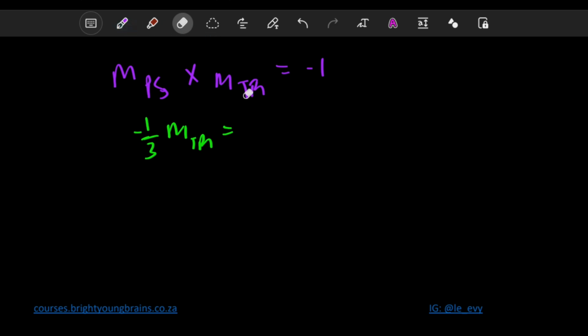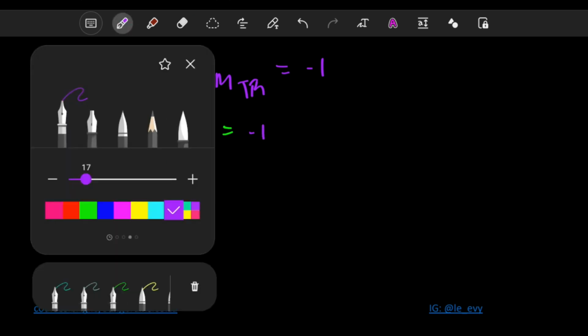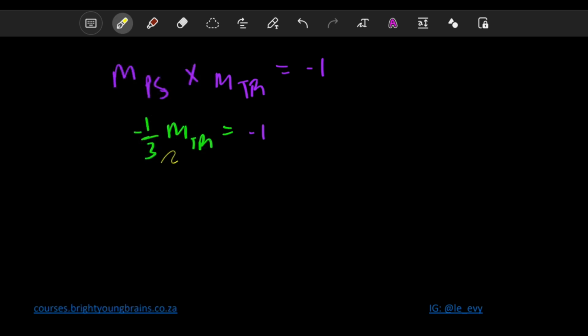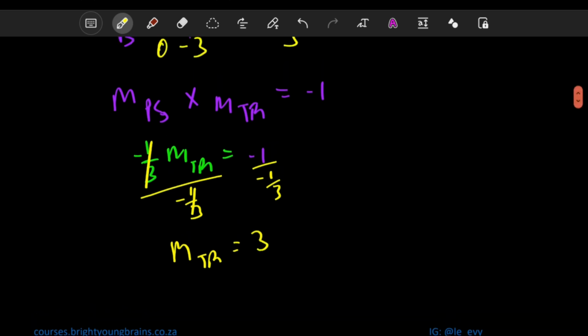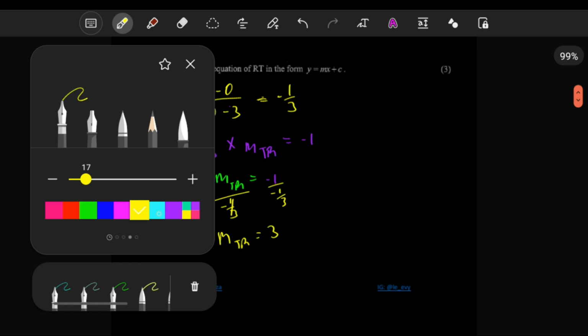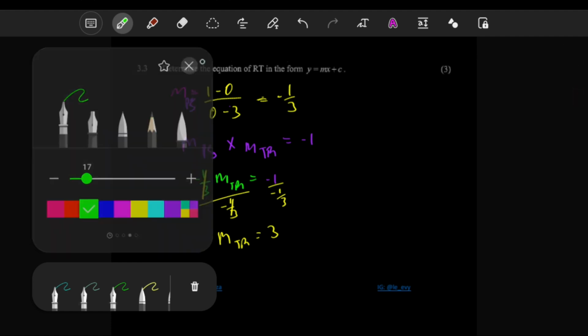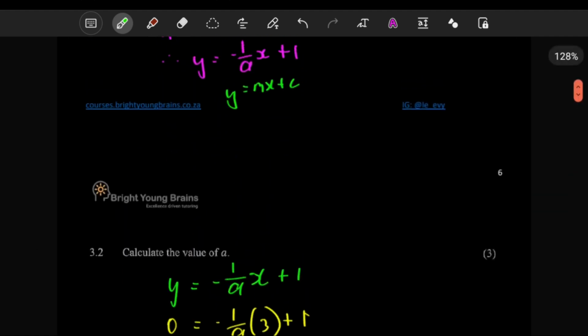Obviously on both sides you can divide by the same value. It is not going to be an issue. Let us divide by -1/3, so this cancels that. For the M of TR, this divided by this in your calculator comes out as +3. So now you have the gradient for TR. That's the bulk of the work.